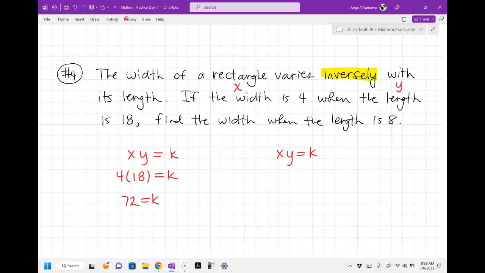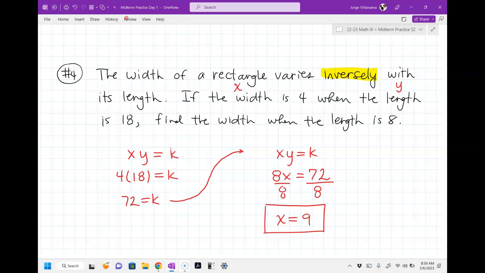So there's my k value. They call it the constant of proportionality, right? So what I'm going to do now is plug it in over there. But I'm also going to look at the last part of the problem. It says find the width, which is x, when the length, y, is 8. So 8x equals 72. Right? My y value is 8. My x value is what I'm solving for. And I found out that k was 72. So all I got to do is divide by 8, and x is equal to 9. That's the width that they want. Okay?